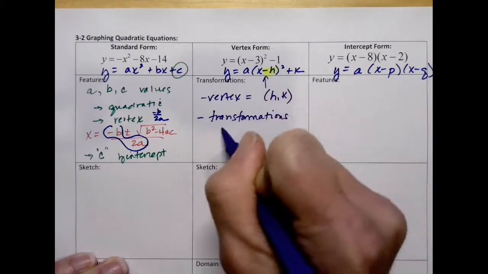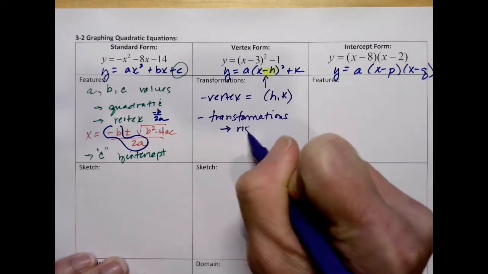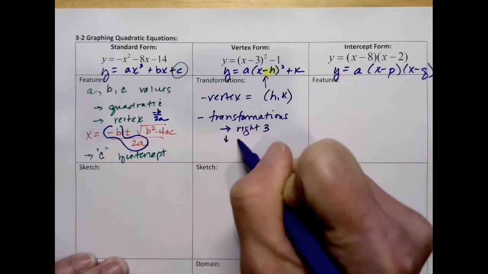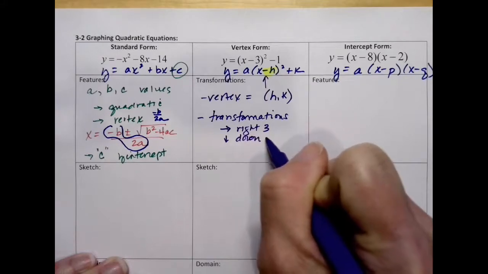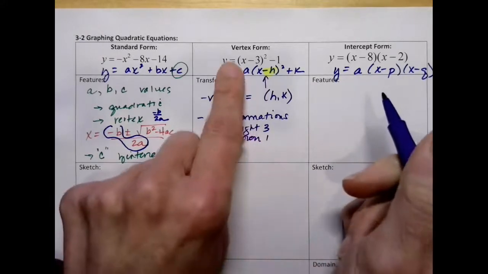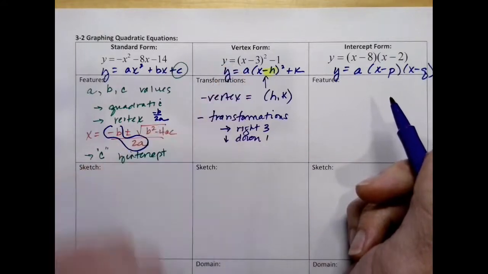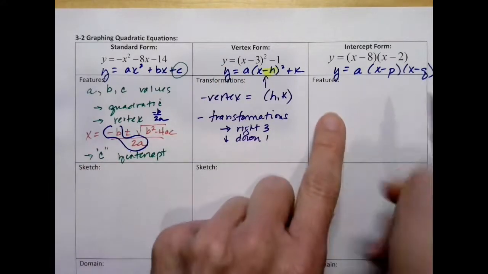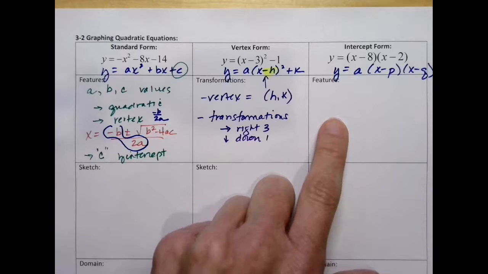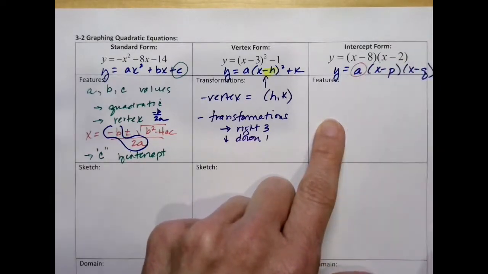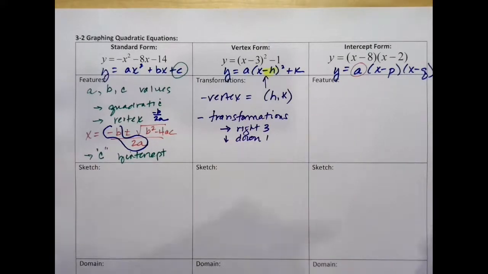This is also the form where we can talk about these transformations in terms of that vertex. So we can say that this moves to the right 3. We can say that this moves down 1. We can look to this a value to see if there's a stretch or compression or if it's negative. All right, coming over here to our intercept form, again, this a is going to be a factor that talks about stretches or compressions.